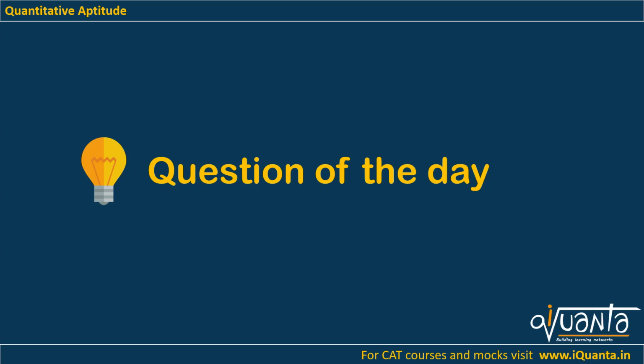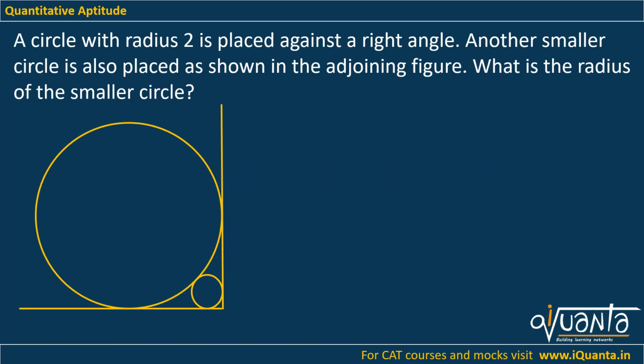Hello everyone. Today's question of the day is a geometry question based upon circles. It is a past CAT question. Let us try to solve it. The question is: a circle with radius 2 is placed against a right angle. Another smaller circle is also placed as shown in the adjoining figure. What is the radius of the smaller circle?